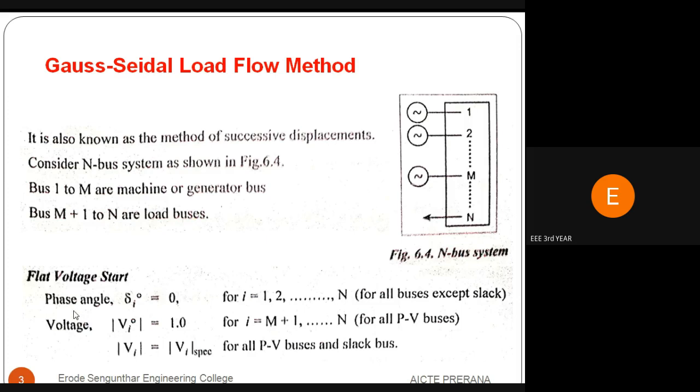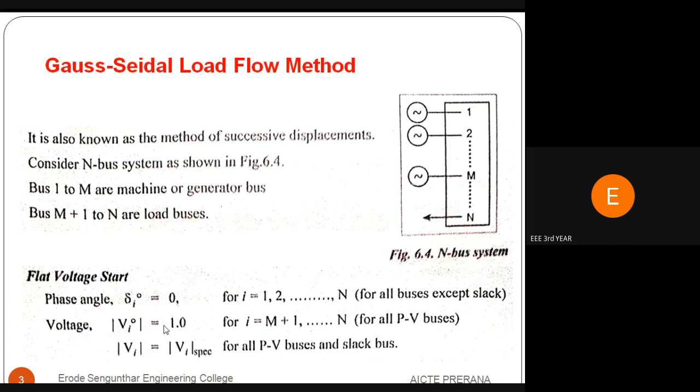For that, phase angle delta i is equal to 0, for i equal to 1 to n, for all buses except the slack bus. And for voltage, the magnitude of voltage Vi(0) is equal to 1, for i equal to m plus 1 up to n. For all PV buses and the slack bus, the magnitude of Vi is equal to Vi specified.